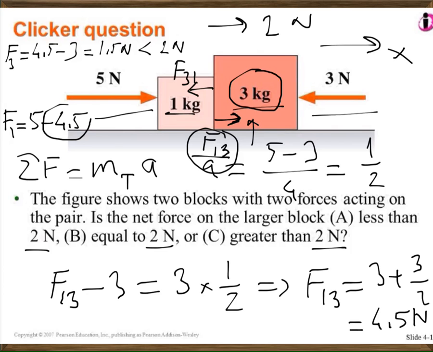See, we take a minus sign in here. In here, F13 is plus 4.5 because of the action-reaction pairs. In the second case, F31 must be in the opposite direction. So in that case, F1, the total net force on the 1 kilogram body, is equal to 0.5 newtons. It's again less than 2 newtons. Alright, I think this is understood.